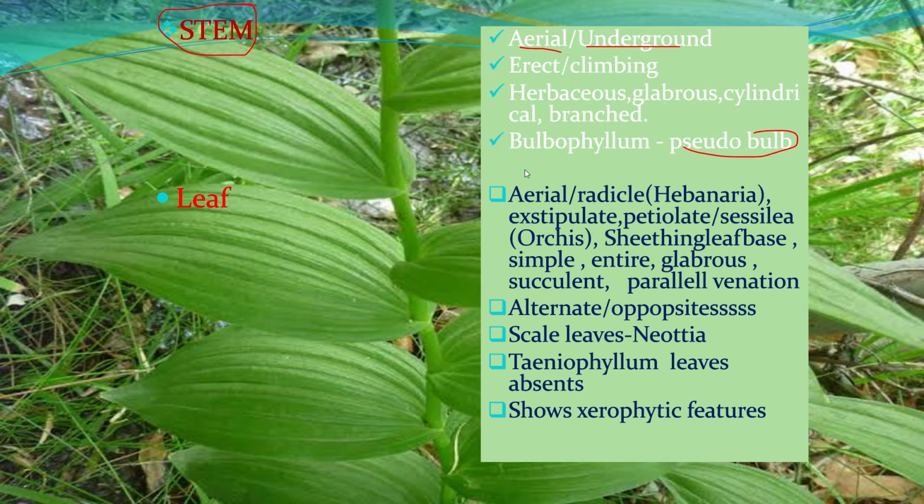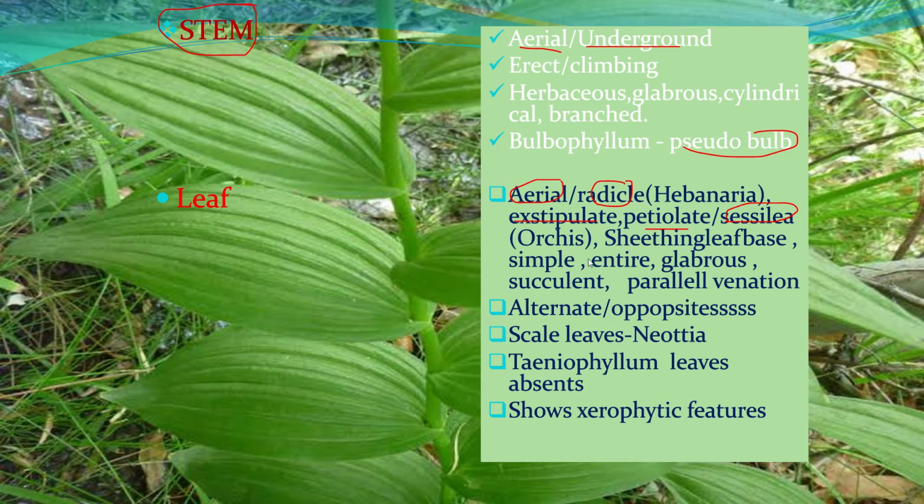In leaves, cauline or radical leaves are present. What is cauline? Leaves directly attached to the branch or stem are called cauline. But in some species, for example Eberneria, the leaves are directly attached to the root, so they are called radical leaves. Leaves are exstipulate and petiolate. In some species they are sessile. So the petiole is present or absent. In Orchis mascula it is sessile.